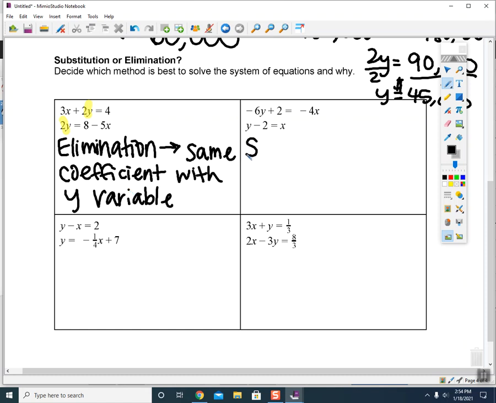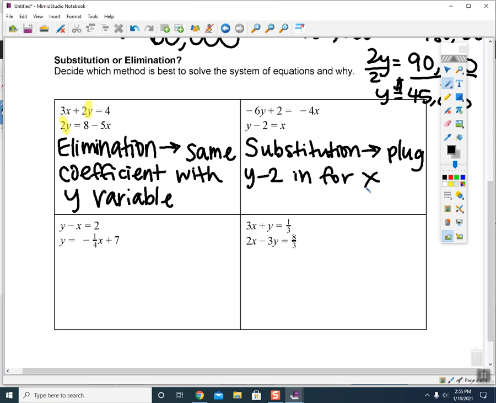In this case, I would use substitution. And here's why. In substitution, what I'm looking for is to solve for one of my variables so I can plug it into the other equation. Well, I have x already solved for in this case. So I would use substitution because I can plug y minus 2 in for x easily. Right? It's already done for me. So I would pick substitution in this case.